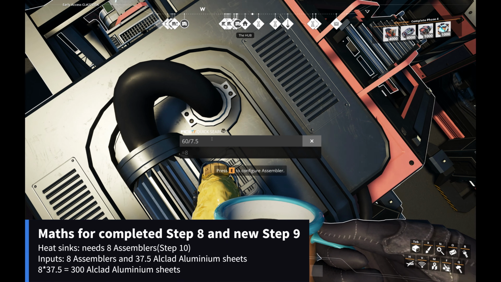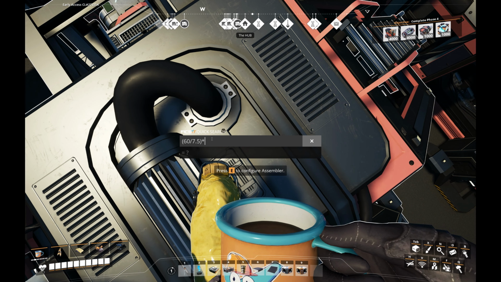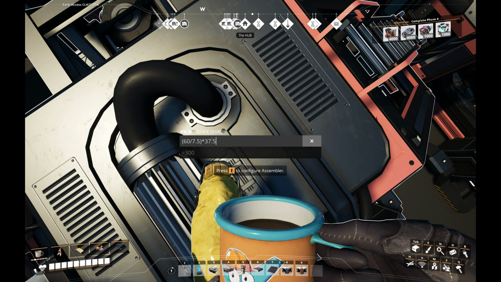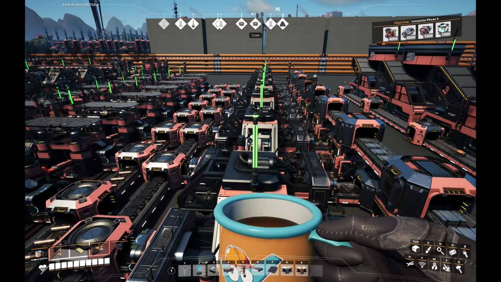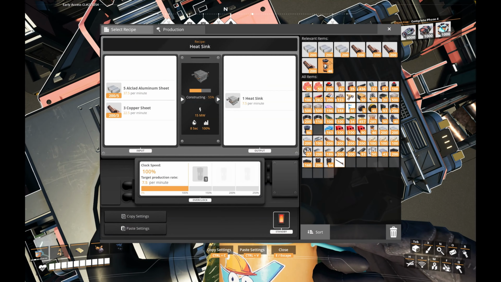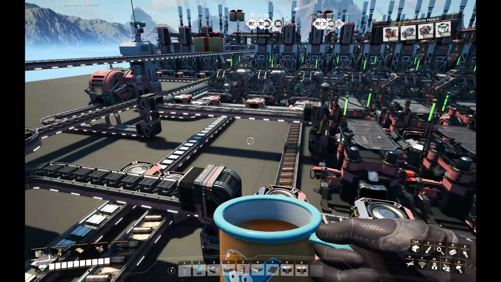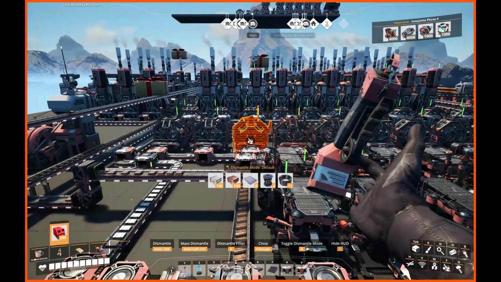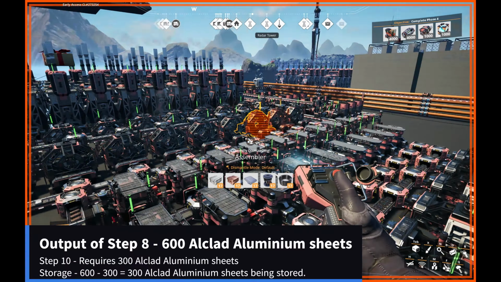Since we decided we need 8 assemblers, we need 8 times 37.5, equaling 300 Alclad Aluminium sheets. As you know, we are getting 600 Alclad Aluminium sheets from step 8, and step 10, which is heat sinks, requires only 300. We are sending 300 to this step and 300 to the storage.